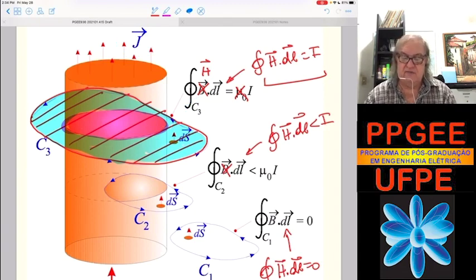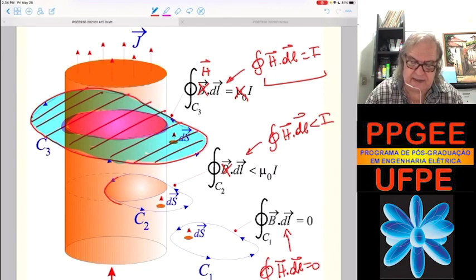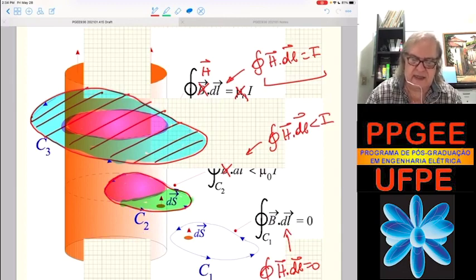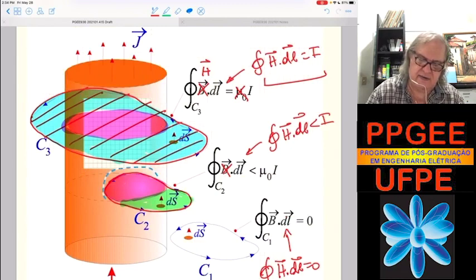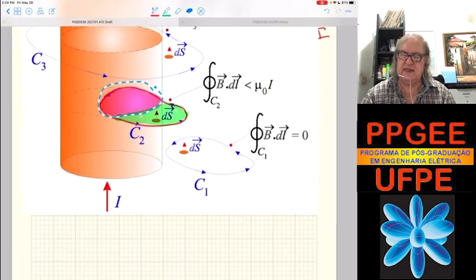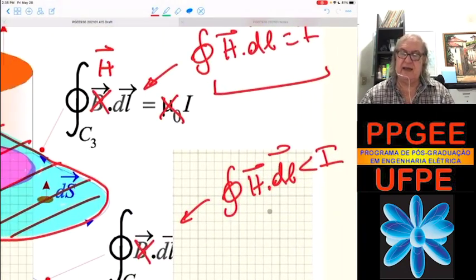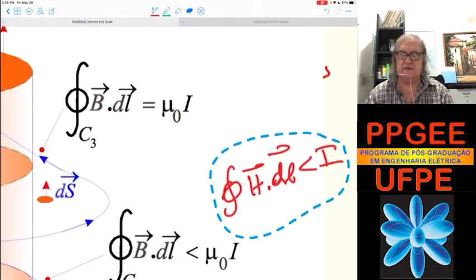If you make a loop that partly picks up parts of the cylinder, in practice the only part of the integral that is not zero is this intersection area here. The remaining integral is zero. So this region here in green gives zero contribution. When you make an integral over C2, the result is the integral over this smaller area, so the result is going to be a value smaller than I.